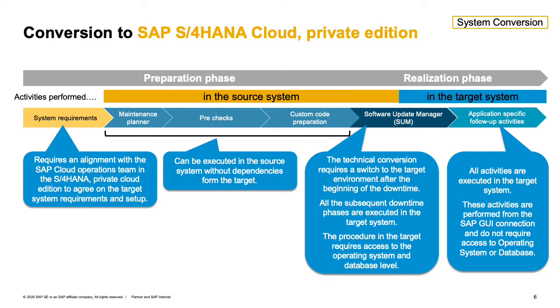After the technical conversion executed by the Software Update Manager tool, there are several post activities from the cross or application-specific area. These are executed in the target system, which is running in private cloud, and require only access to the SAP application layer via the SAP GUI. So this can be performed by you as a partner with no additional or special level of access.